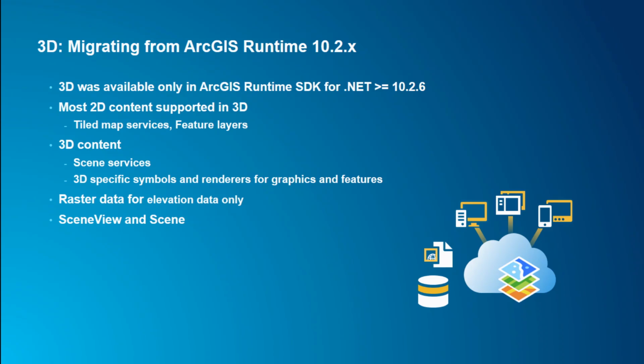3D content came in the form of scene services, so online connected scene services, but also 3D specific symbol and renderer types that you could apply to graphics and features. We did support raster data, but only for elevation, so not for visualization in 3D. And the types were a scene view and a scene, so separation of the view from the scene there.